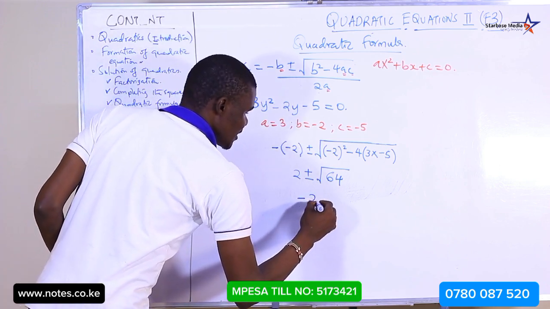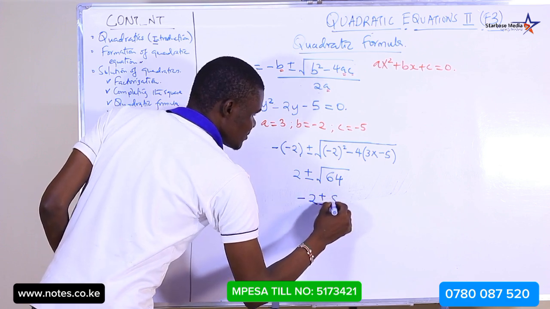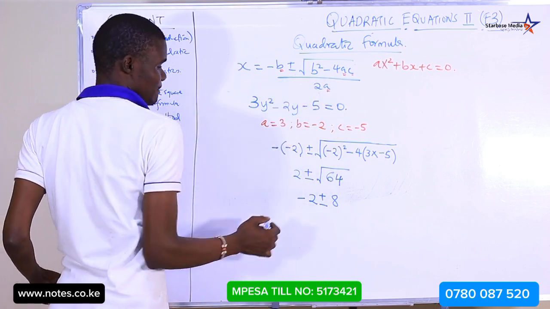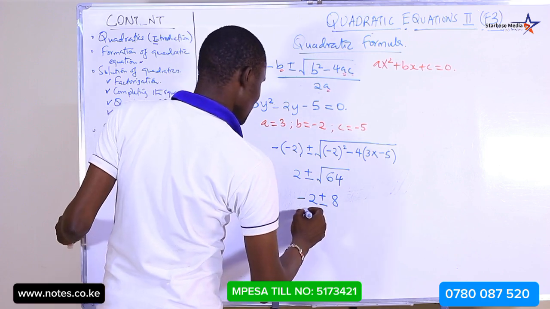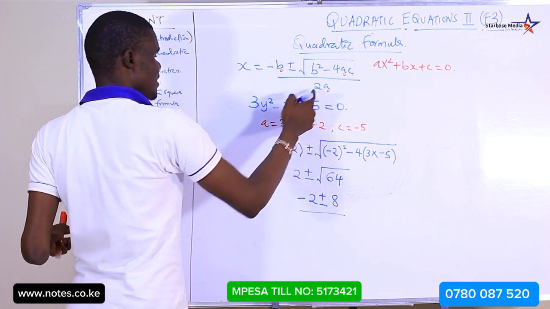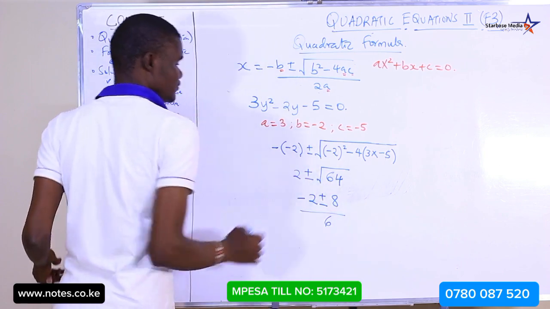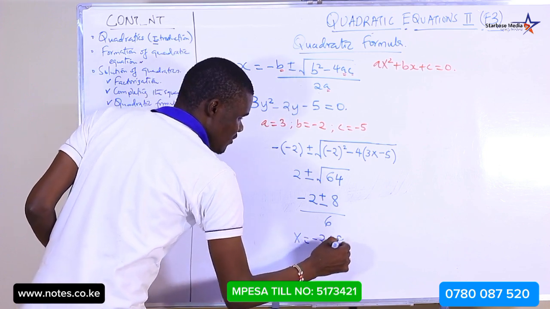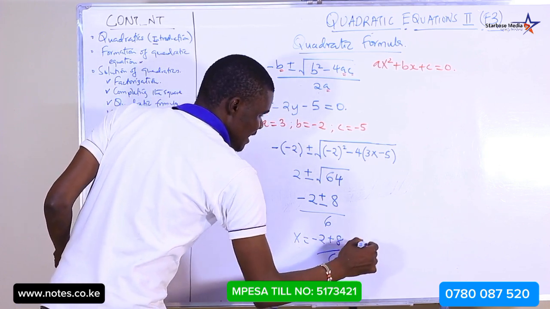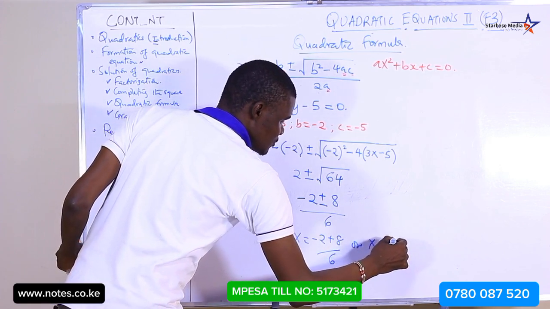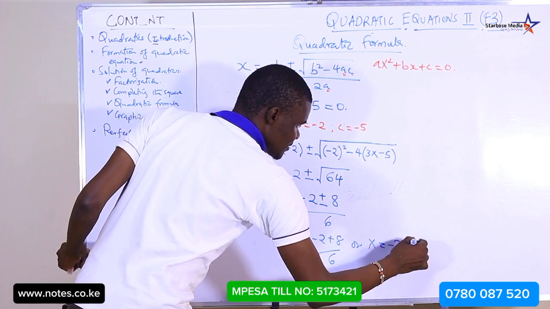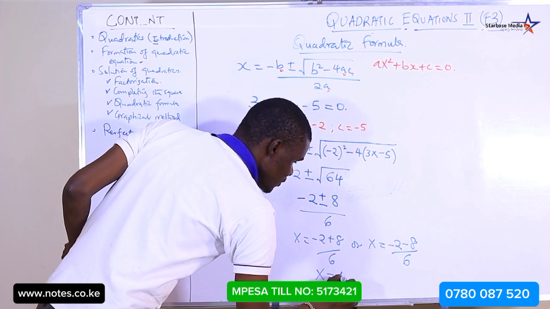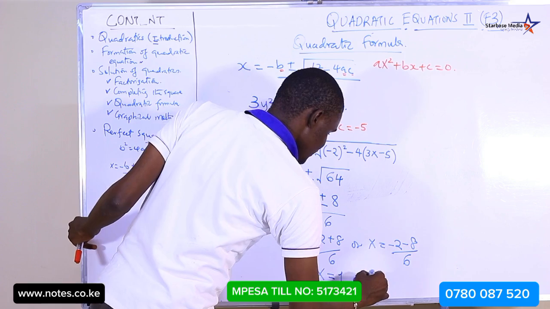So this will be negative 2 plus or minus 8, because we know the root of 64. Then you come and put over 2a. What is 2a? 2 times a is 3, which is 6. So x can either be negative 2 plus 8 over 6, or x can be negative 2 minus 8 over 6. So this can be 1 or negative.